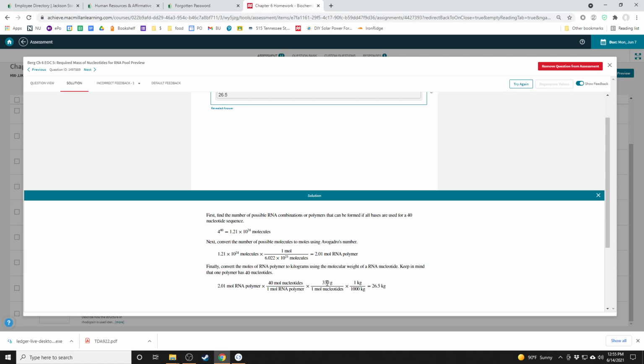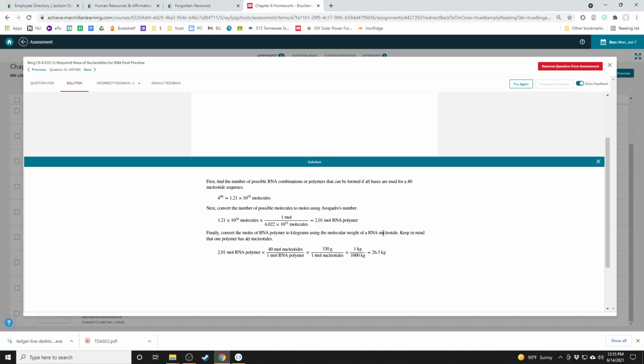And then finally, you're in grams, but you want to be in kilograms. So what you have to do is divide by 1,000, because that's the number of grams that would be in a kilogram. And this is actually wrong right here. This should have just been a G. That's funny. Okay. Anyways, so that ends up being 26.5 kilograms for this problem.